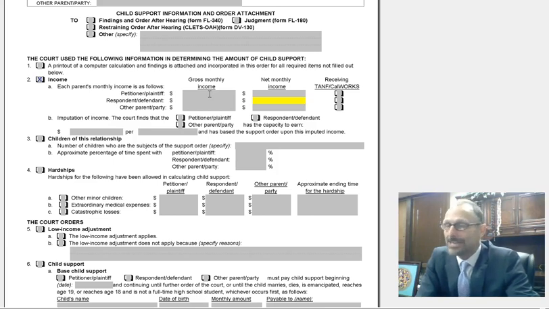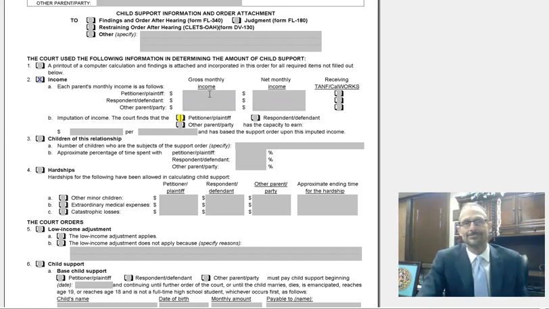Keep in mind, folks, you need to put a number in here, or the judge can't figure out child support. You need numbers to put in the calculator. Again, if the respondent is on TANF or CalWORKs, you need to mark that box over here. Other parent, it's not likely to be in your case, so I'm not even going to talk about that.